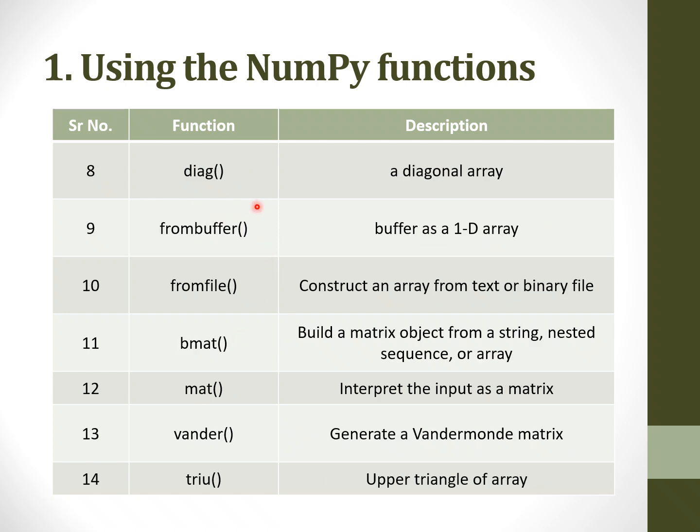Diag represents a diagonal array. Frombuffer interprets a buffer as a one-dimensional array. Fromfile means construct an array from a text or binary file. Bmat is used to build a matrix from a string, sequence, or array. Asmatrix is used to interpret an input as a matrix. Vander is used to generate a Vandermonde matrix, and triu: U stands for upper. It is used to generate the upper triangle of an array.